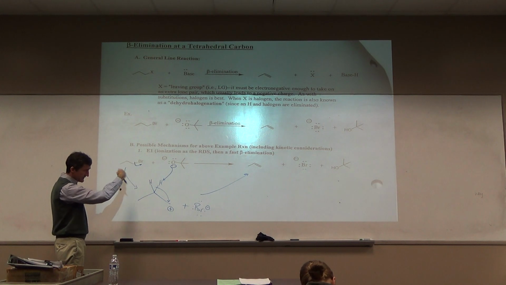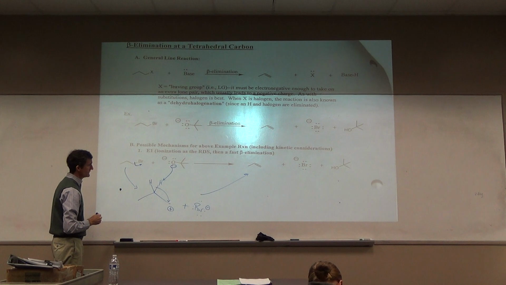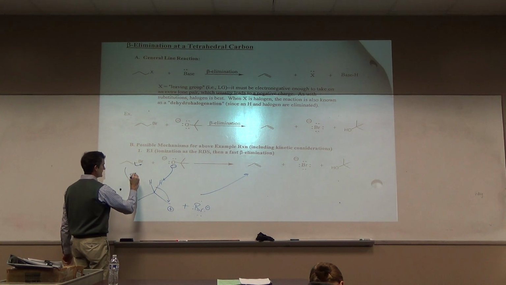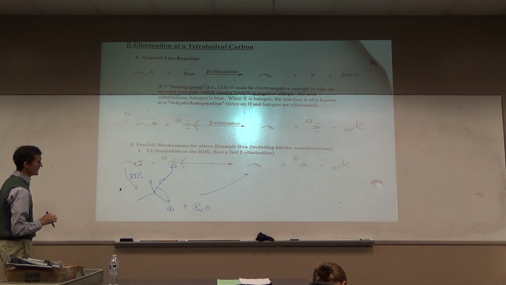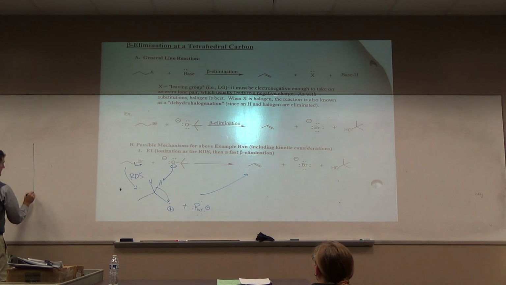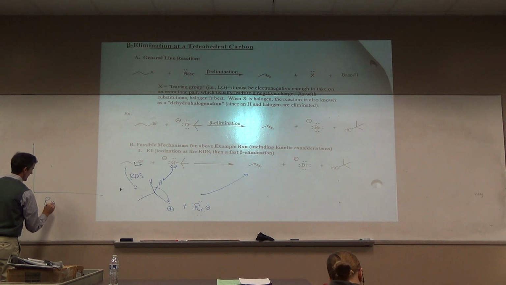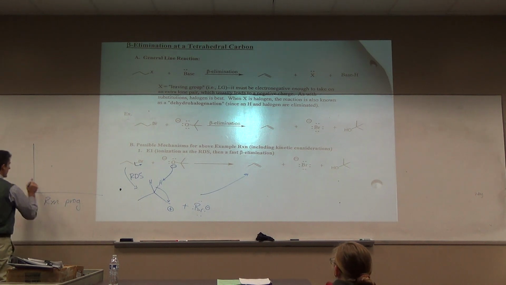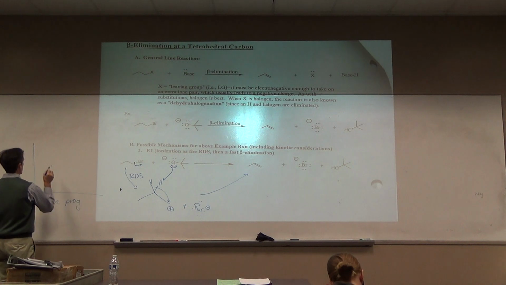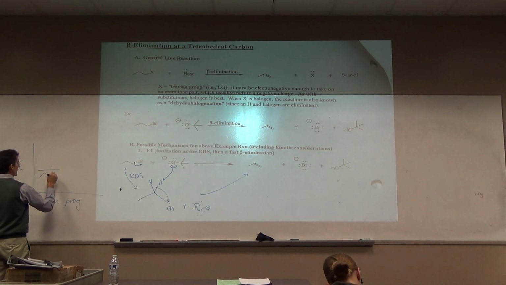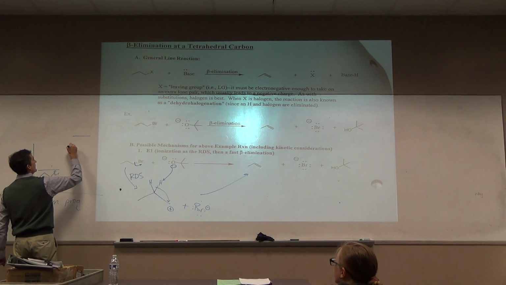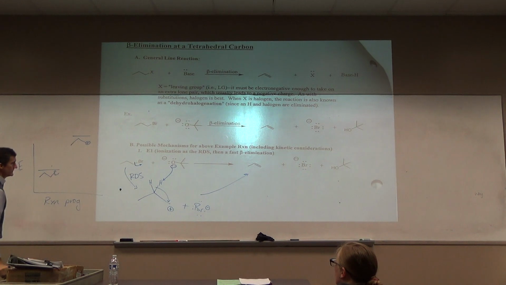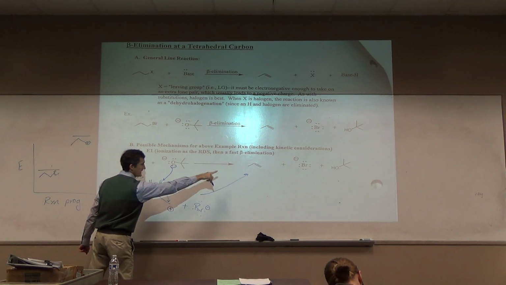What's the rate determining step of this mechanism if it were to happen? Yeah, it's just like SN1, forming the high energy carbocation. If we did a reaction coordinate diagram, we can do one here. We start with the alkyl bromide, we form the high energy carbocation, and then we come back down to the alkene.